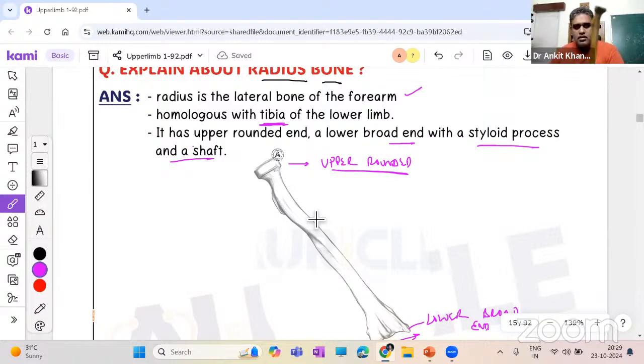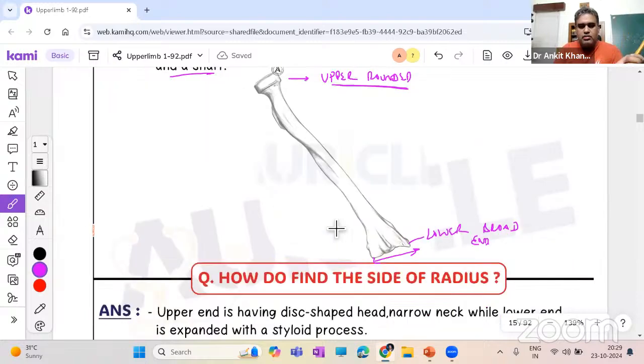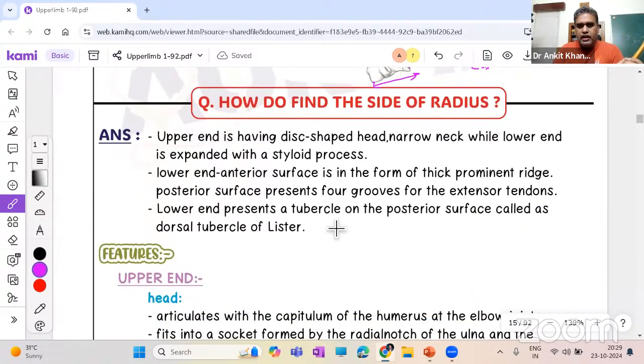And here we have the attachment of the tendon of a very, very important muscle, the biceps brachii. So biceps brachii attaches onto the radial tuberosity. A very important question you should know, so do not forget this. Okay, let us see more as you go down. How do we find the side of the radius?